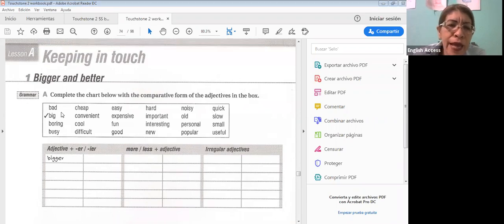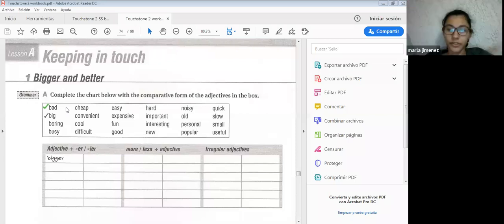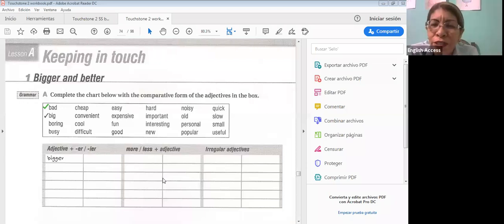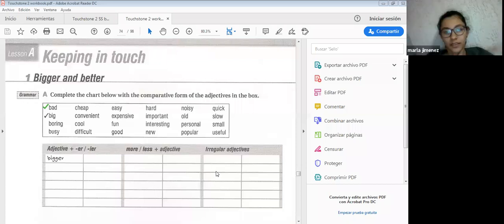Okay, for example, we have big is bigger, column number 1. Let's continue with bad. Worse. Where does it go? Irregular adjective. Yes, irregular adjectives. We have worse. And okay, let's continue.